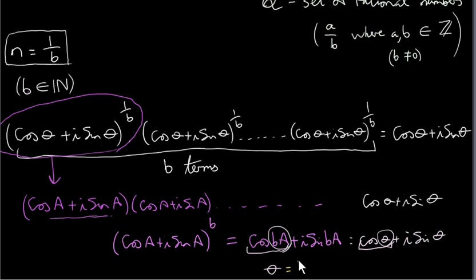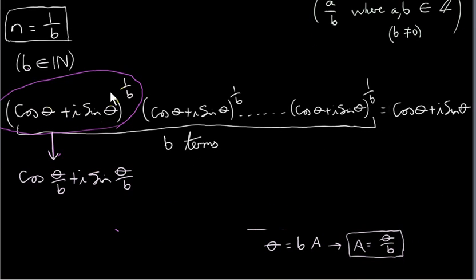As I said, there are multiple values of a, because we could imagine adding 360 degrees onto this, or 2π radians. Anyway, let's just take this particular value for a. So a is θ over b. So we can write this as cos(θ/b) + i sin(θ/b), which can be got by multiplying 1/b by θ. So we've proven that de Moivre's theorem is true when n equals 1/b, where b is a natural number.